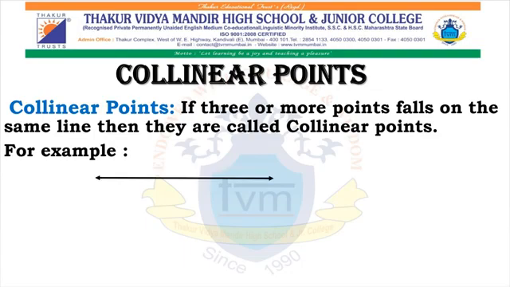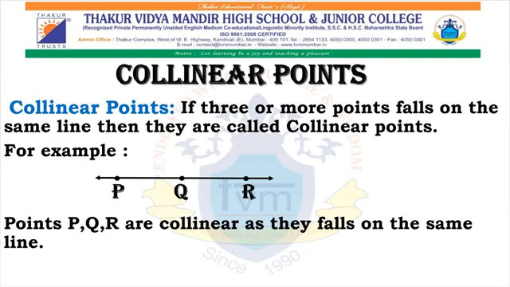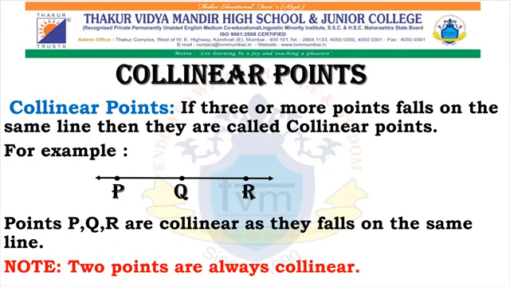For example, here we have a line. You can see that points P, Q and R are on the same line, or you can say that they contain exactly a single line. Hence points P, Q and R are collinear points. Make a note, 2 points are always collinear, because if we join any 2 points on a plane, they will fall on a single line. Hence 2 points are always collinear.